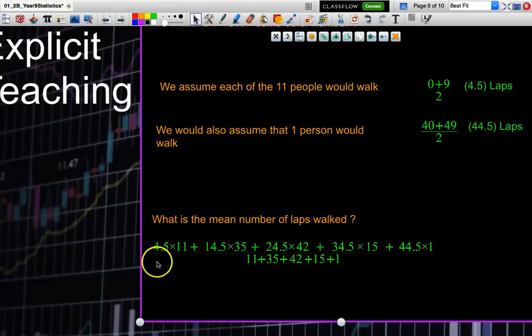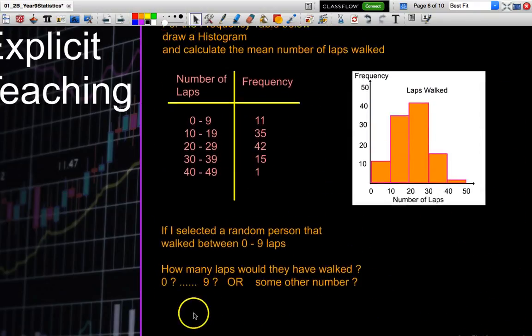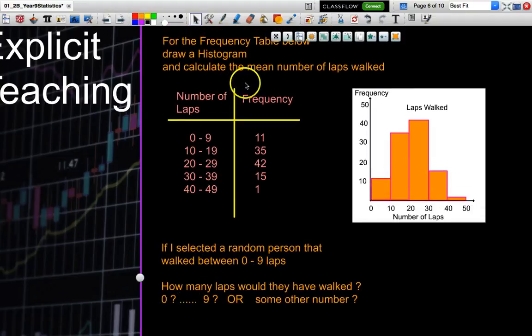And I would have to divide that by the total number of people that walked laps, which in this case would be 104. So if you put those numbers in your calculator and you're very careful with where you place the brackets, that will give you an answer. And the answer to this particular question was calculating the mean number of laps walked.